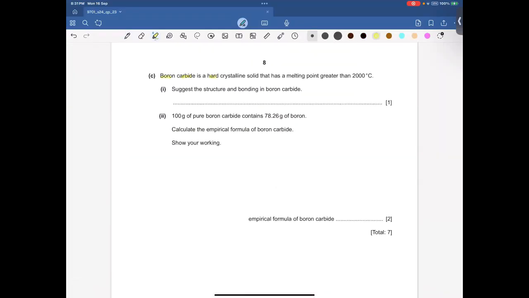Boron carbide is a hard crystalline solid that has a melting point greater than 2000 degrees Celsius. If it is a crystalline solid with hardness and has a high melting point, that means it has a giant molecular structure.